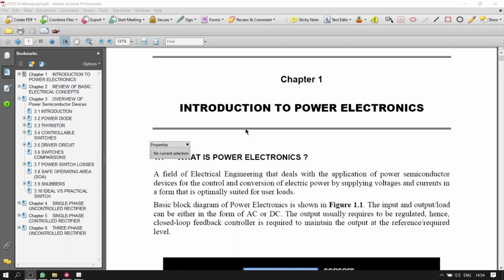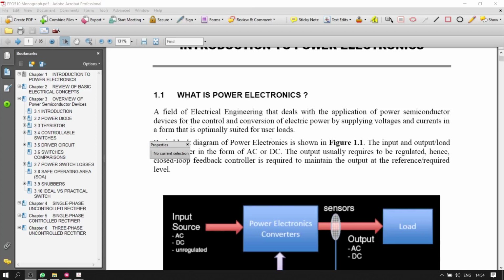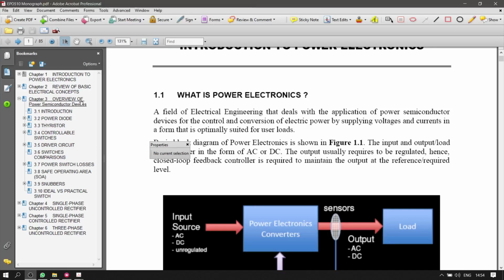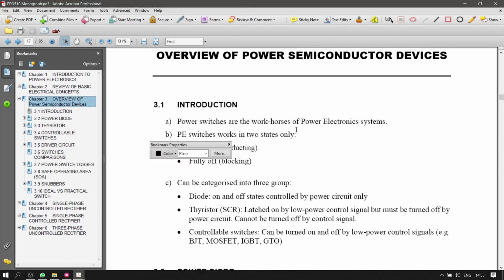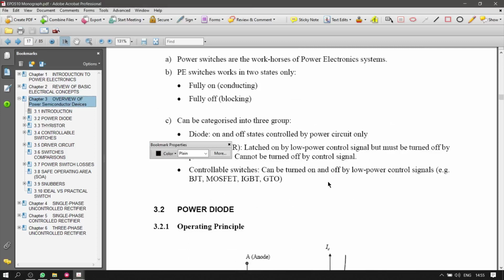All right. So there will be two questions. Question one will be on the topic of semiconductor devices. Of course, there's a lot to cover, isn't it? But for the preparations, just read on the overview of power semiconductor devices. Read the introduction a bit.